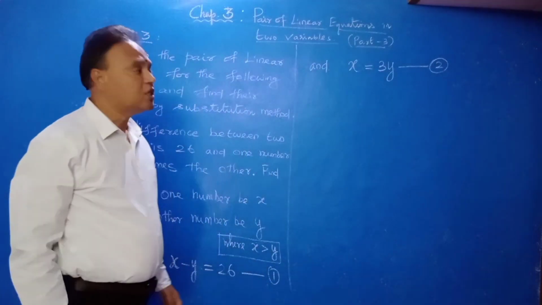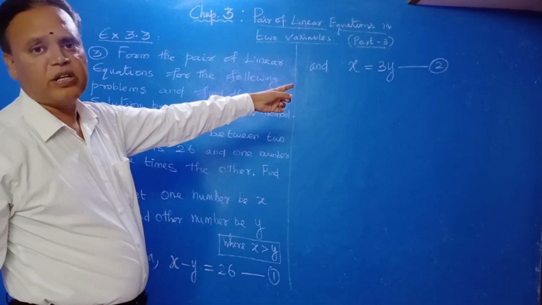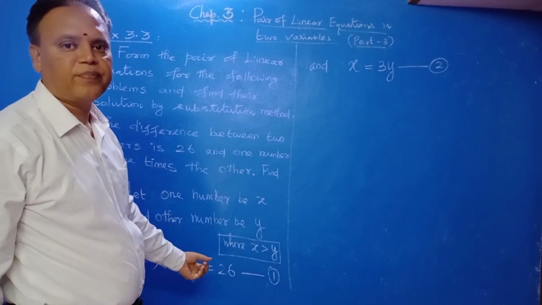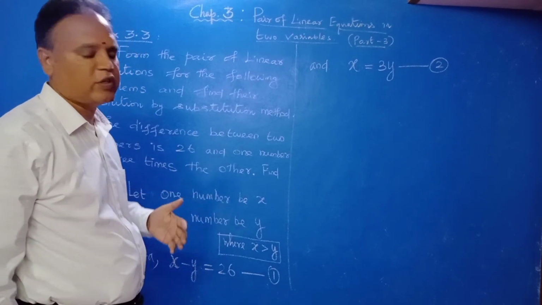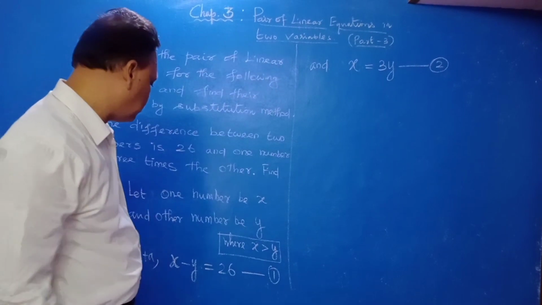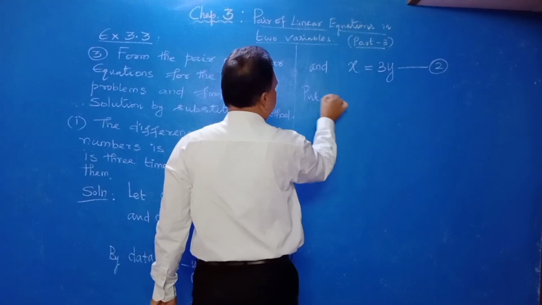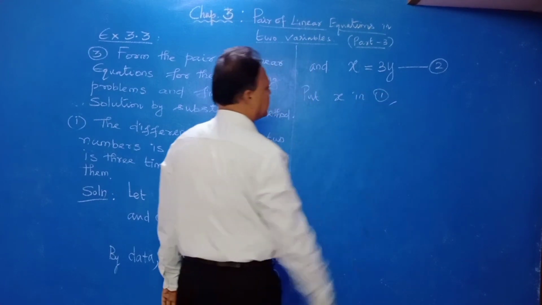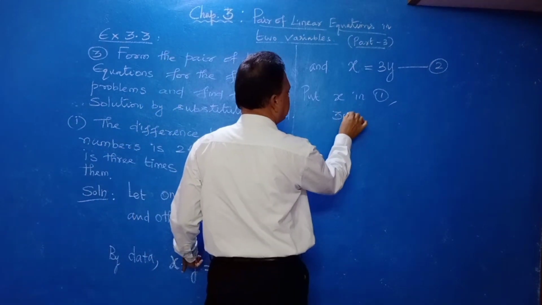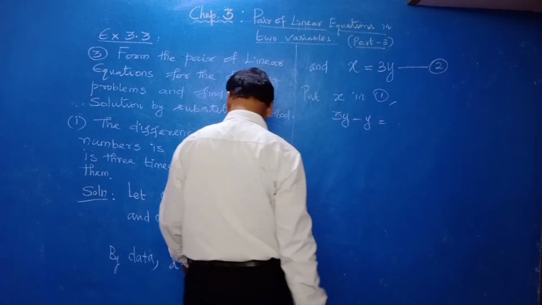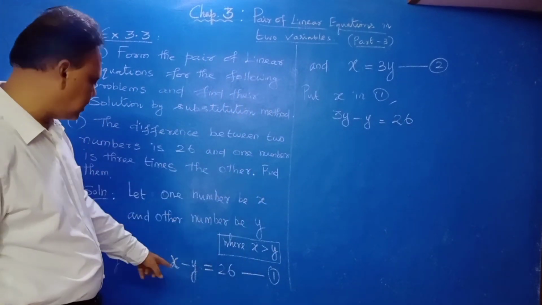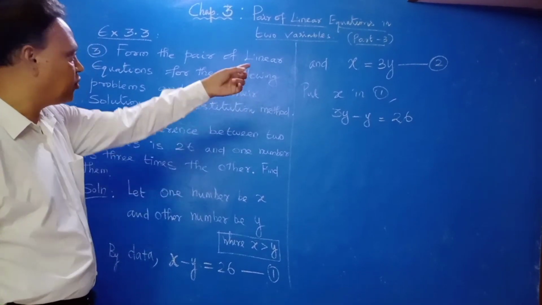Already in equation number 2 you have x. So that x you put in equation number 1, because you have to substitute and find out the solution. So put x in 1. Now what you will get? 3y minus y is equal to 26. Just replace x with 3y, that's all.